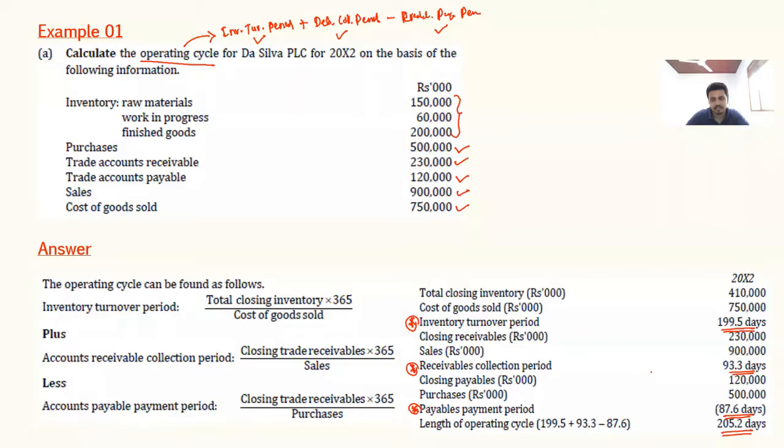That is the idea. So altogether, if we consider the length of the operating cycle, it is 205.2, mainly due to what? The inventory turnover period. So steps need to be taken to reduce this inventory turnover period.